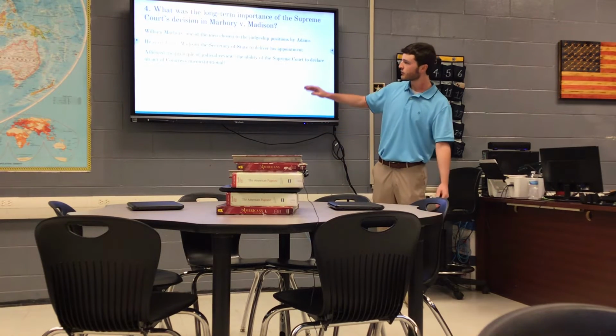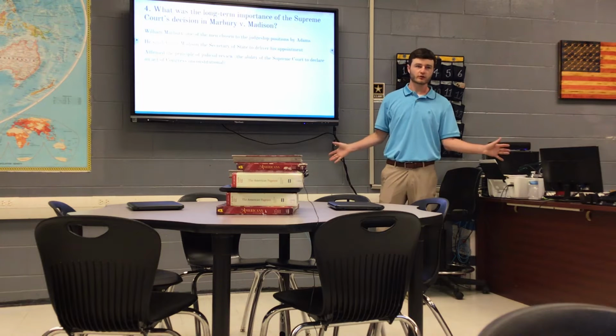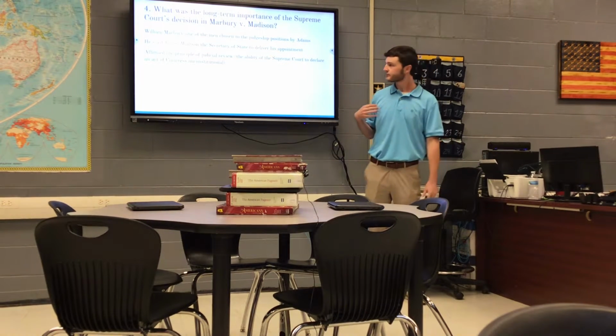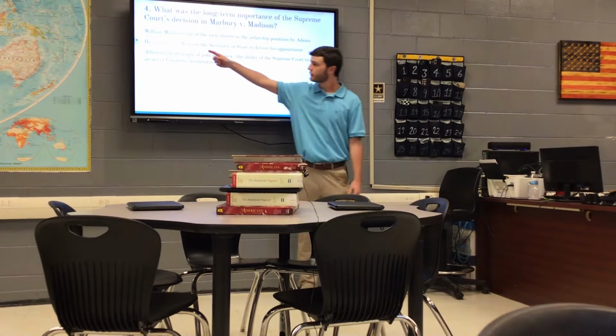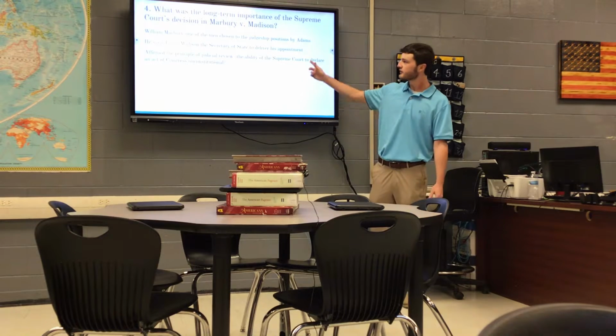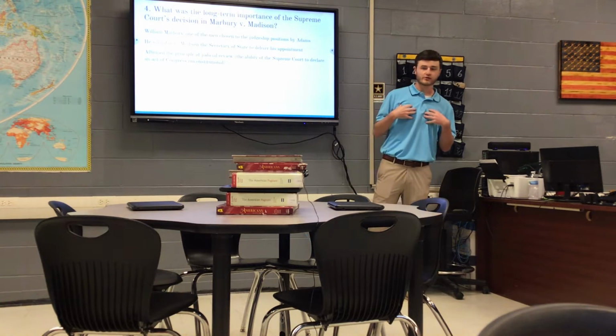So Jefferson orders Madison not to deliver these appointments because he doesn't want any more Federalist judges. He feels that now that he's president, he has the power to do that. So William Marbury, who should have received one of his commissions, sues James Madison, saying, I'm owed that commission. It's by law, I should have it.